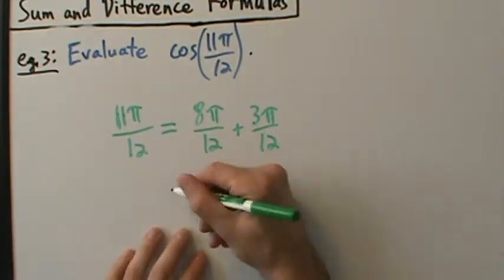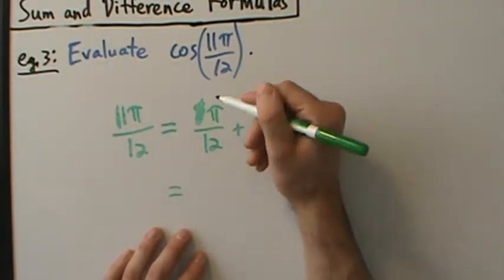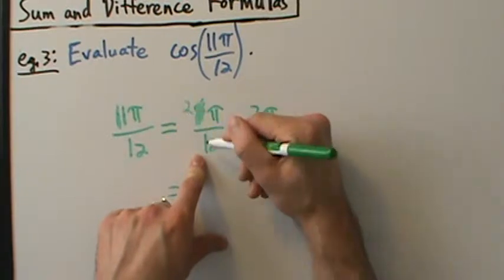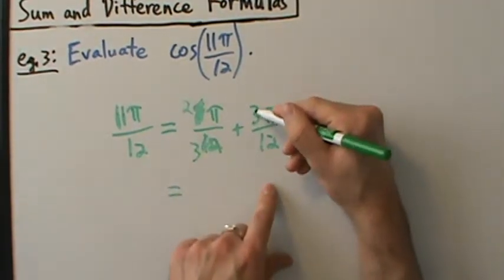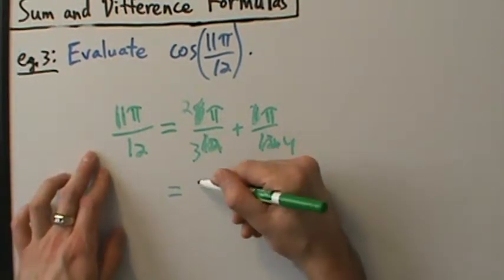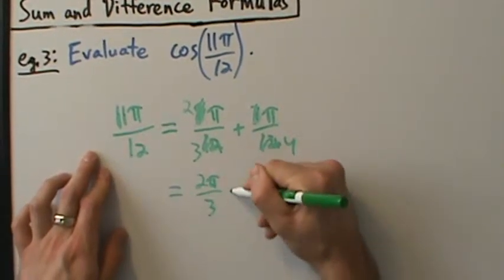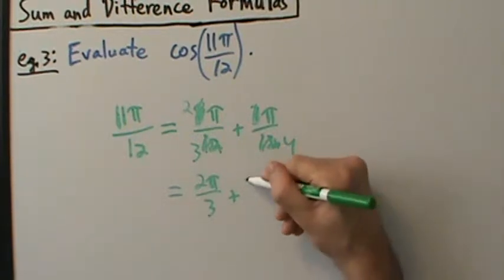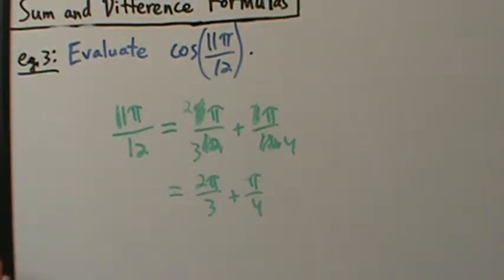So 8 and 12 have a common factor of 4 we can pull out, so that becomes 2 over 3, and then over here 3 goes into 12 4 times. So 11 pi over 12 actually equals 2 pi over 3 plus pi over 4. Okay, so that's actually pretty nice.